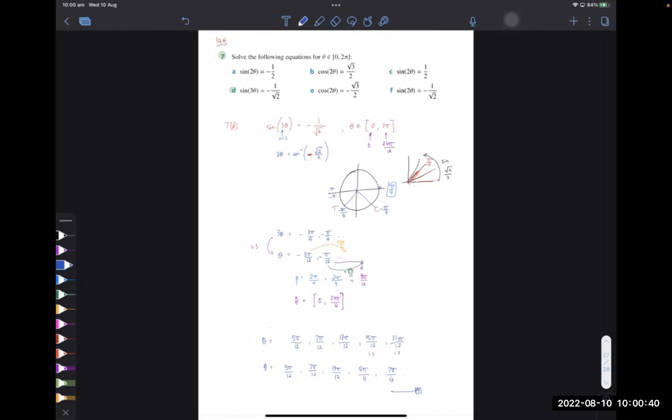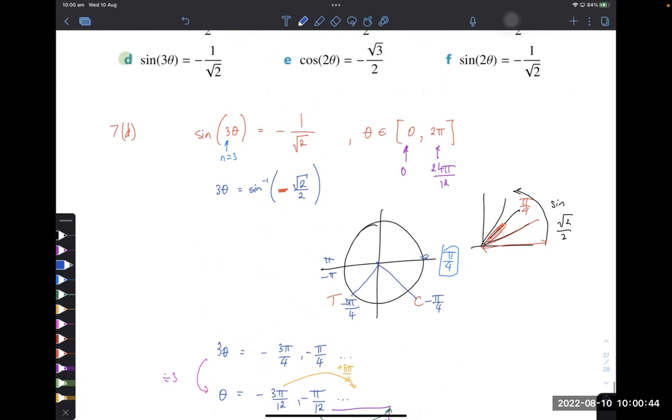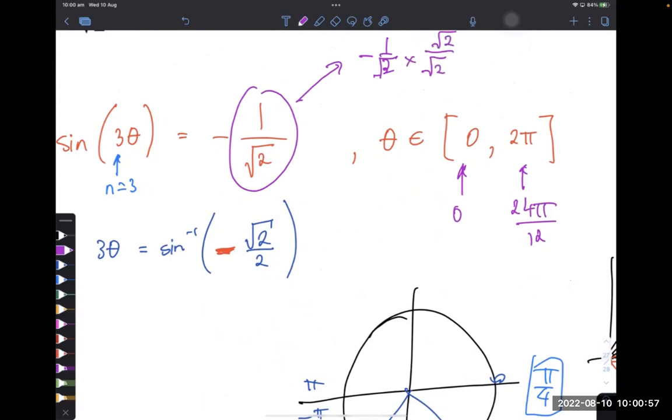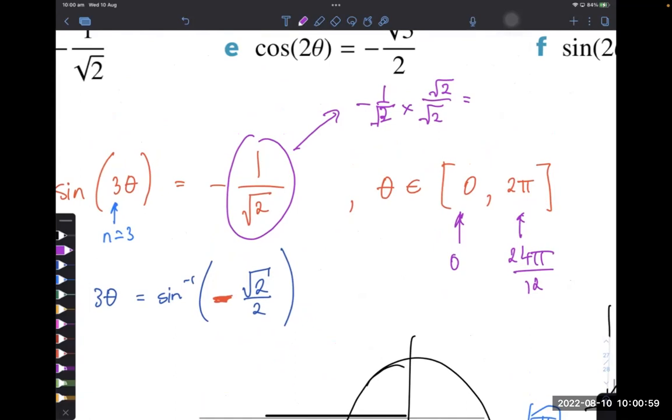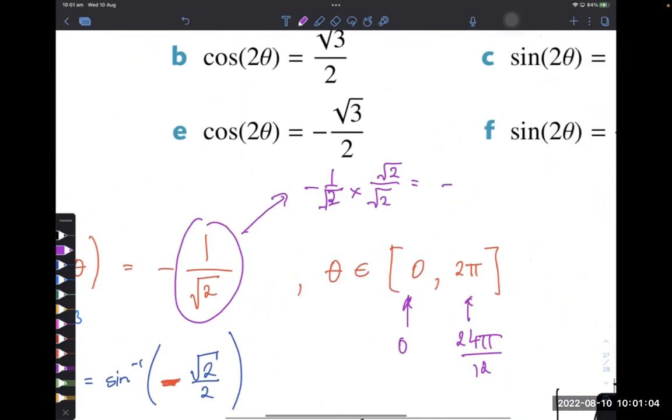Sorry? How did you get root 2 over 2? Rationalize. So this part here, I times the top and the bottom by root 2. 1 times root 2 at the top is root 2. And root 2 times root 2 is 2. So that's how I got that there.